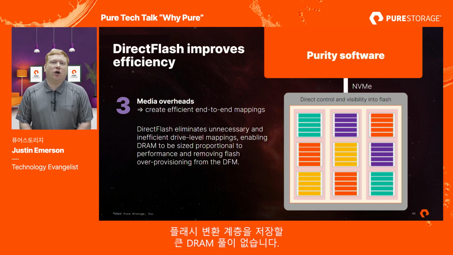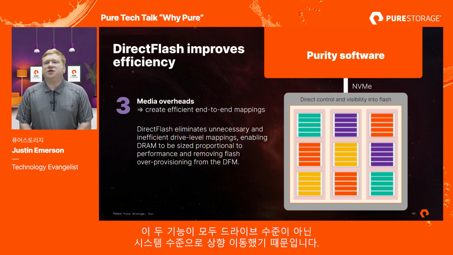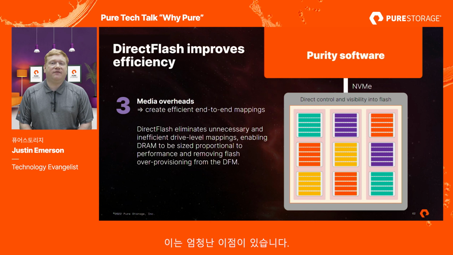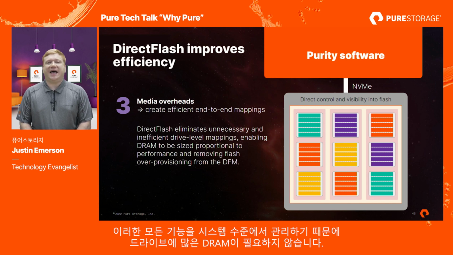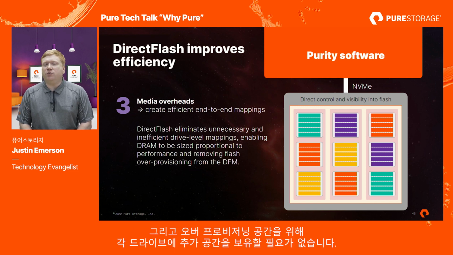And lastly, as you'll see from this diagram, there is no extra over-provisioned space. And there's no large pool of DRAM to store a flash translation layer. And that's because both of these functions have been moved up into the system level instead of the drive level. This has enormous benefits, not only in terms of power utilization, not only in terms of simplicity, but also in terms of efficiency. Because we manage all of these functions at a system level, it means that our drives don't need a lot of DRAM, and we don't need to have extra space held back in each drive for over-provisioned space.